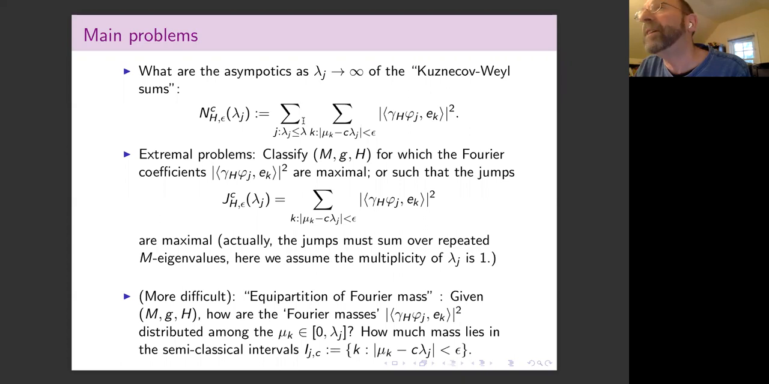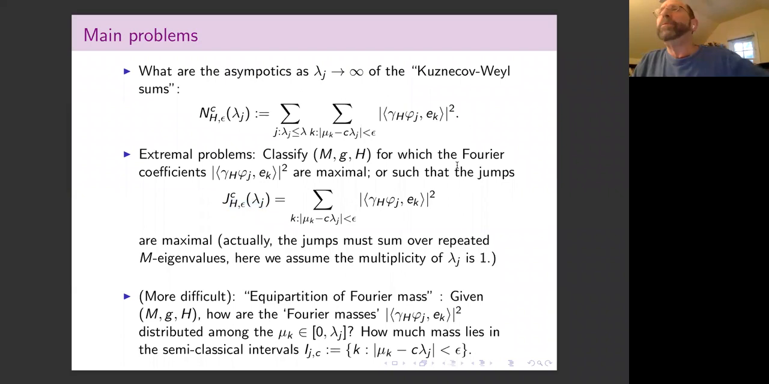We don't really want to do that. We really want to understand the Fourier coefficients of individual eigenfunctions. We do this because it's what we can do. And then we try to draw conclusions about the jumps using the standard or not so standard techniques in semi-classical analysis.